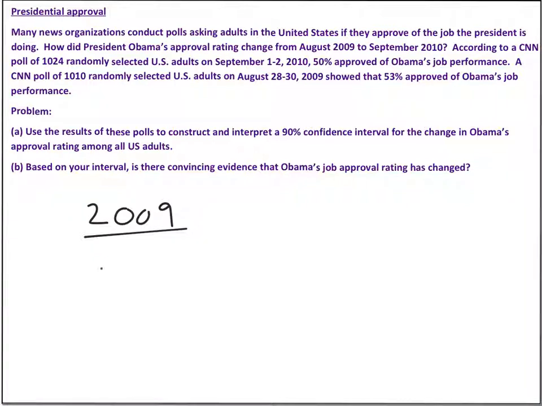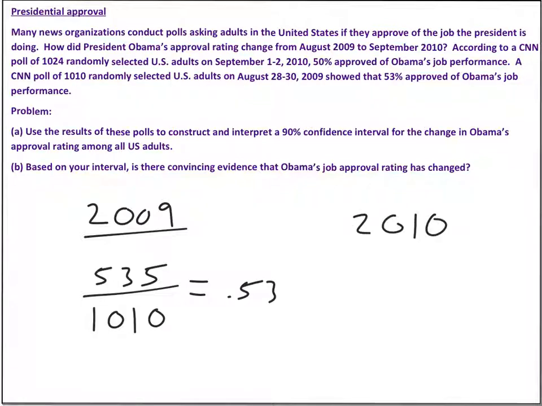Just to get organized here, here's what the data said. Obama's approval rating in 2009 from a sample of 1,010 was that. Took a separate SRS in 2010. We got 512 out of 1,024. That's exactly 0.5. Okay, so it looks like over that year a 3% drop.